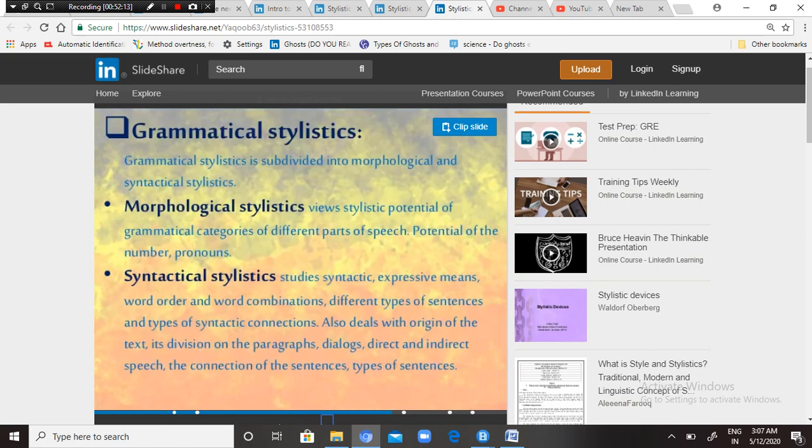Grammatical stylistics is subdivided into morphological and syntactic stylistics. Morphological stylistics views the stylistic potential of grammatical characteristics of different parts of speech, and the potential of a number of pronouns. Syntactic stylistics studies syntactic expressive means, word order and word combination, different types of sentences and types of syntactic connections. It also deals with the organization of the text: its division into paragraphs, dialogues and direct and indirect speech, the connection of sentences, and types of sentences.